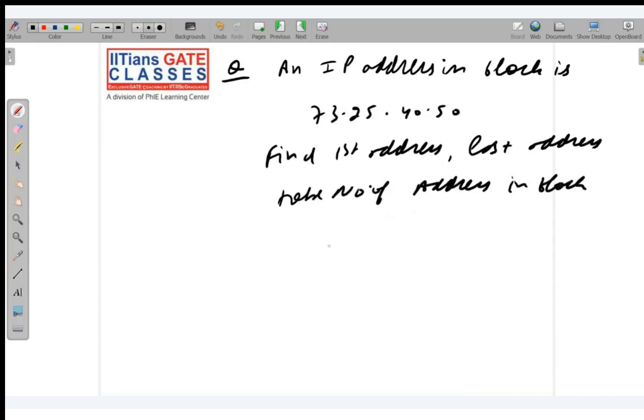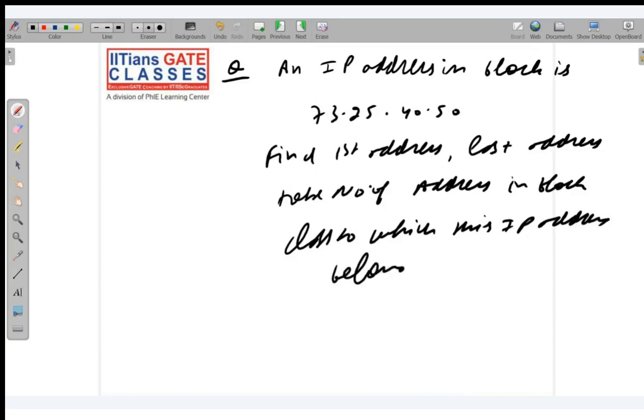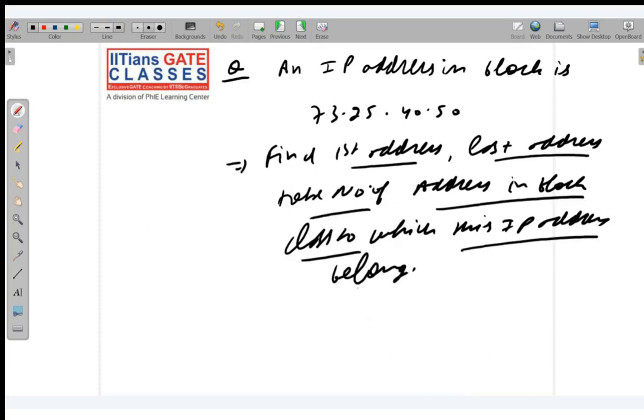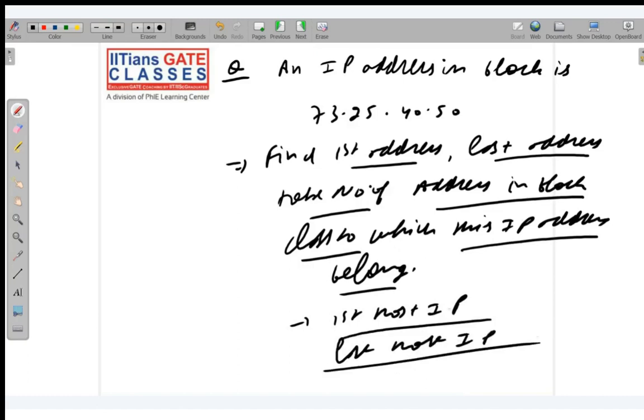They are going to ask this, okay, and also try to find class to which this IP address belong. Okay, so what we are going to find: first address, last address, total number of addresses in the block, class to which this IP address belong. Okay, and first host IP address, last host IP. We will find all this. So first of all, we will try to answer this. This is very simple.